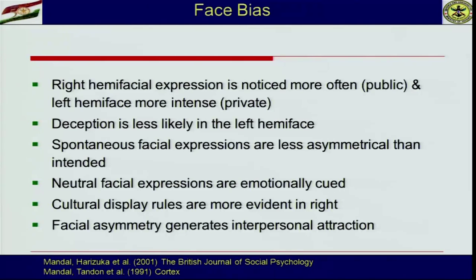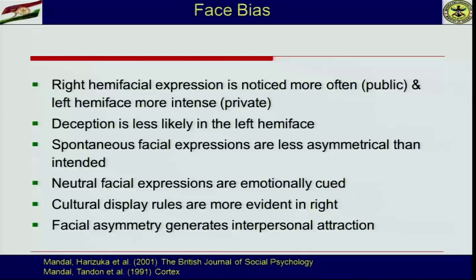Likewise, we have a bias in the face and facial expression also. We have found that the right side of the face is more public as compared to the left side, which is more intense or private. That is, when we express a face, and if we vertically dissect a facial expression, we will find that the right side can be controlled more often by the left side of the brain motorically, and is more often seen in public viewing as compared to the left hemiface, which is more private and not often noticed by any onlooker. So, we term them as more private as compared to more public.